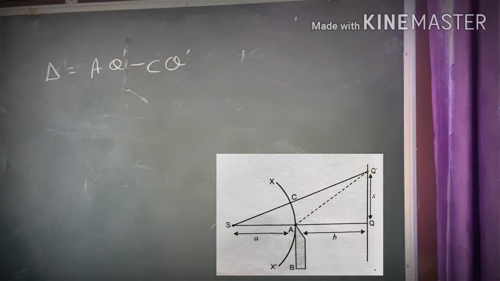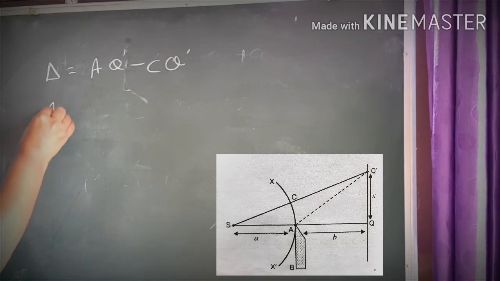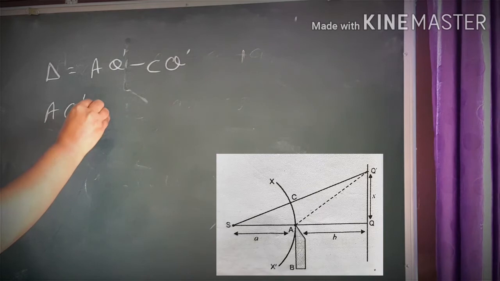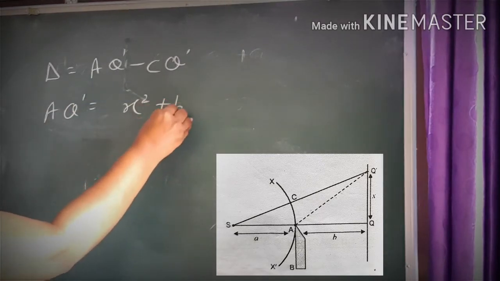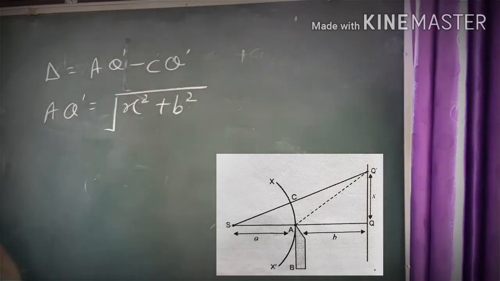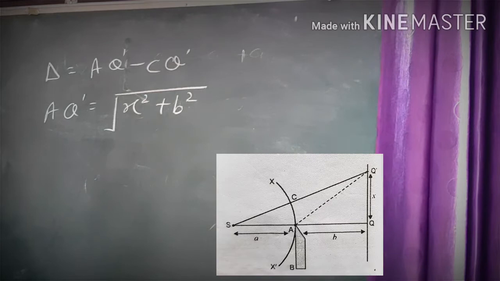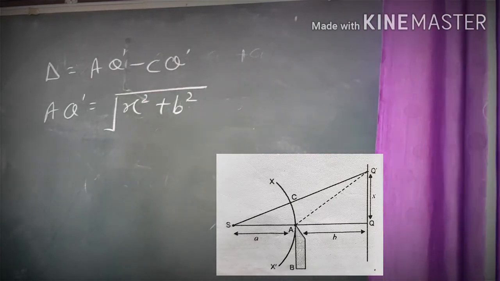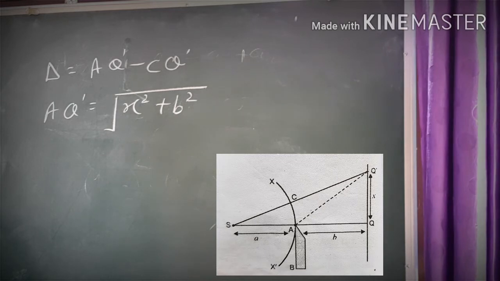And we have AQ dash from this figure. AQ dash can be written as the square root of x square plus b square. x is the distance of point Q dash from the central point Q on the screen.